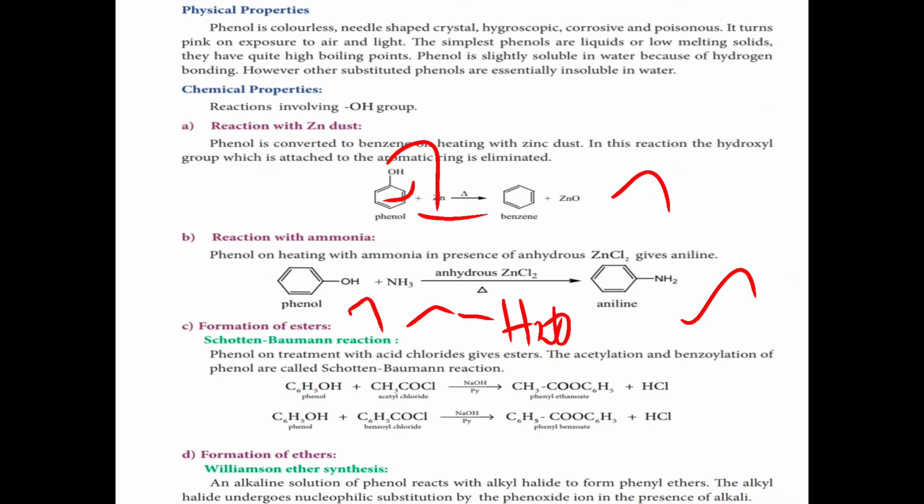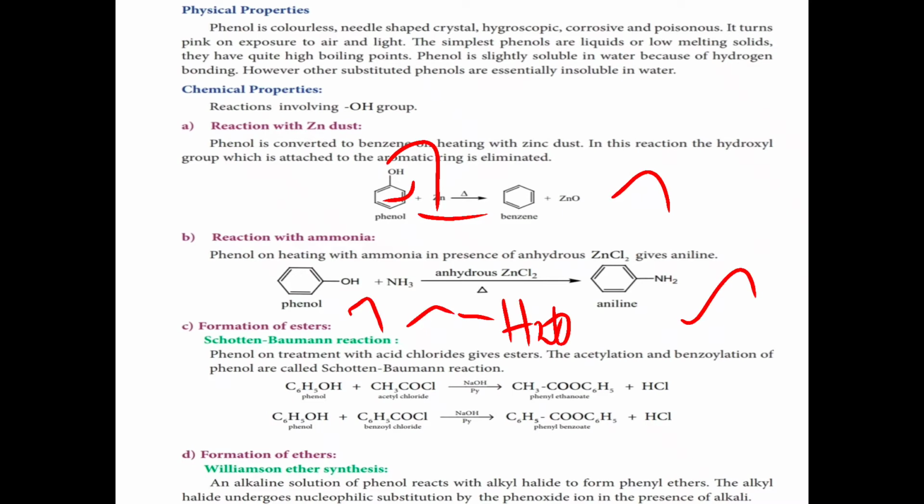And coming to the formation of ester. Ester we have seen already in the esterification reaction. So ester is phenol plus acid. Here, phenol plus acid chloride: acetyl chloride and benzoyl chloride. Acetylation and benzoylation are taking place.